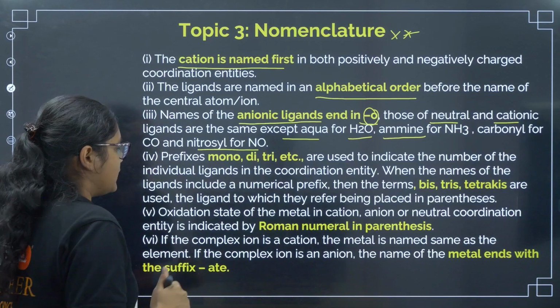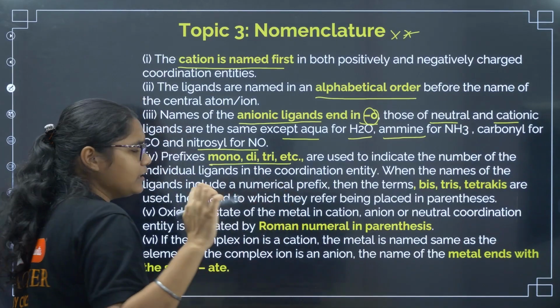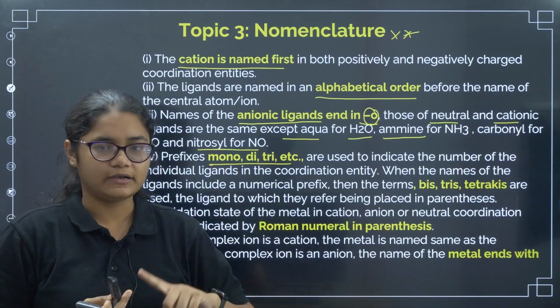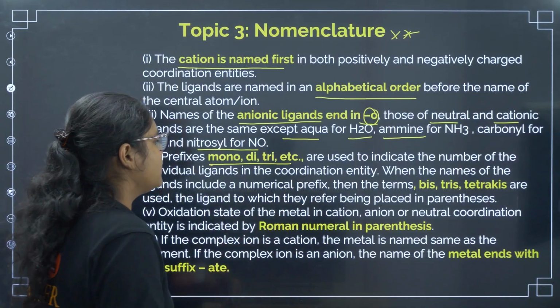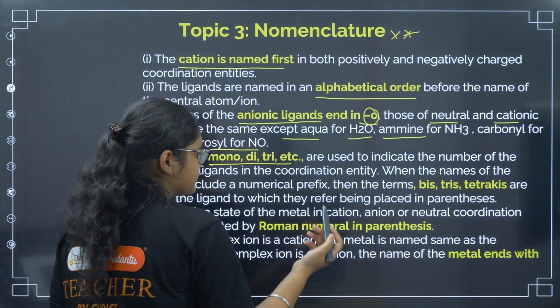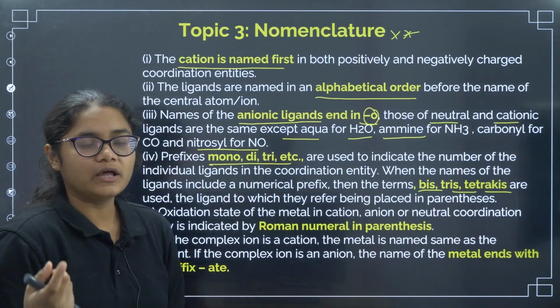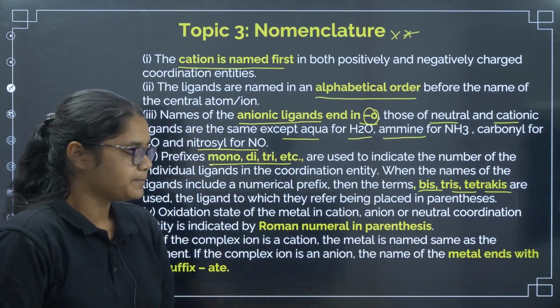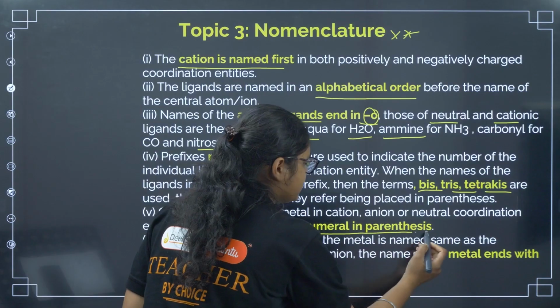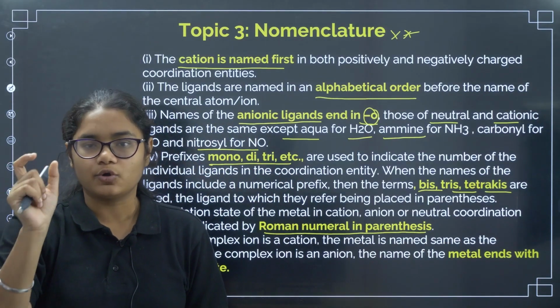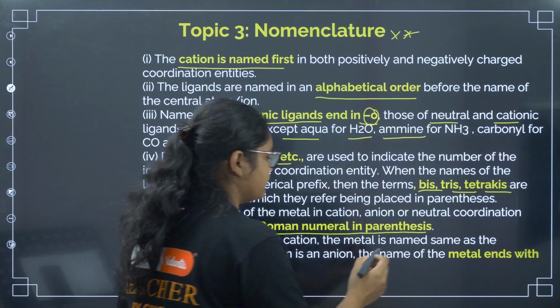Now, if more than one ligand is there, what prefix should we use? Mono, di, tri, like that we have to use. If the name of the ligand itself contains more than one name, then we have to use bis, tris and tetrakis to give the number of ligands present. Next rule is the Roman numeral in parentheses. After the metal is written, its oxidation state is written in Roman numerals in brackets. Which type of brackets?